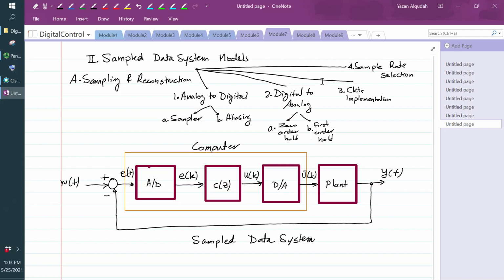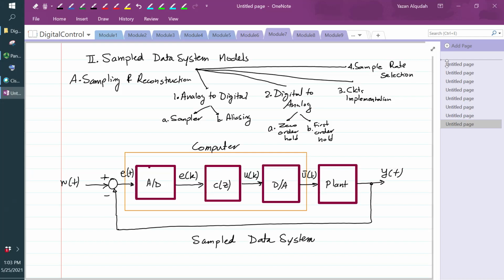Okay, so let's look at a sample data system that we have the block diagram for here. If you look at the sample data system, we have an input, a command that is continuous in time. We're going to take that command, and the output of the system, assuming that output of the system is continuous. We're going to subtract them, and that's going to give me my error signal, E of t.